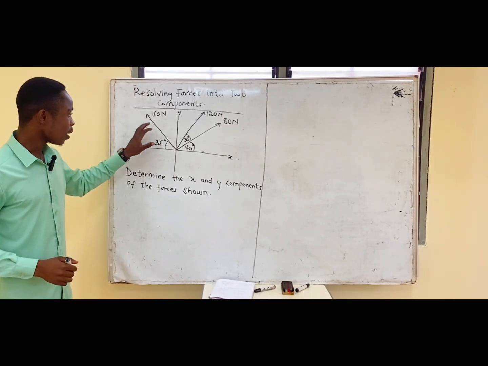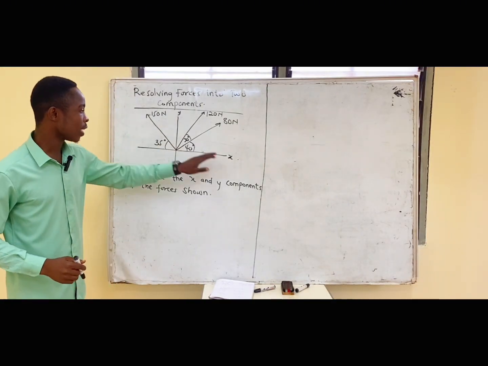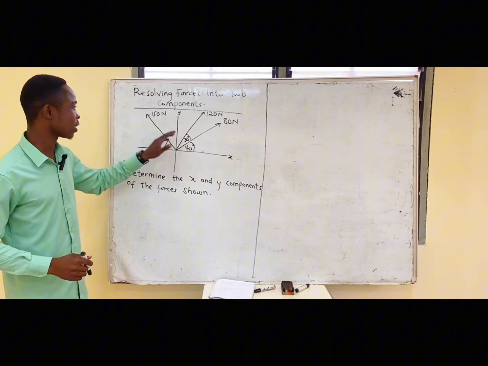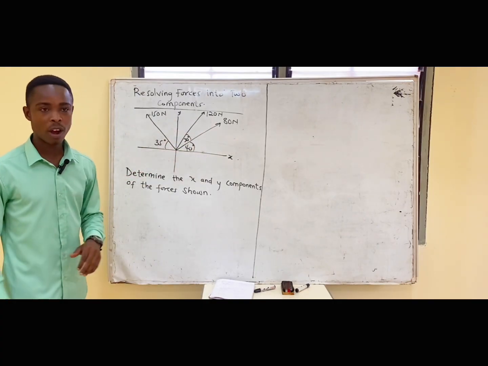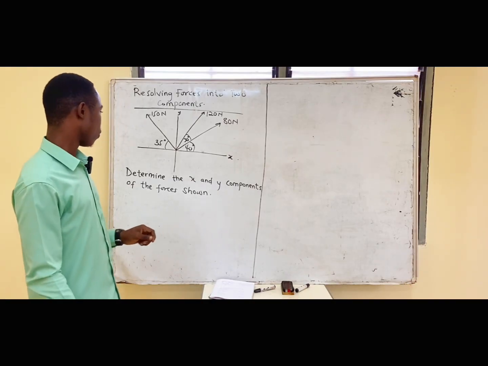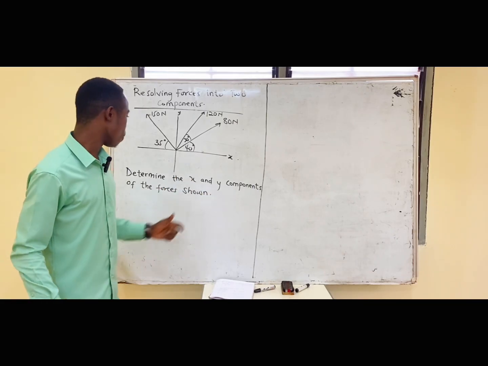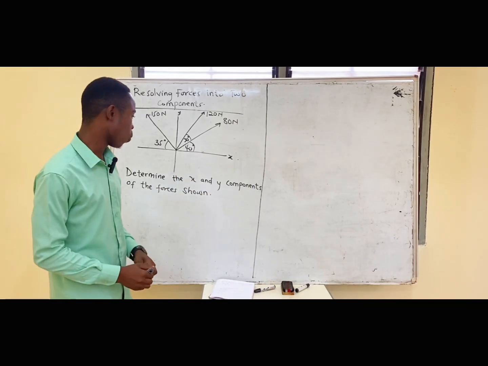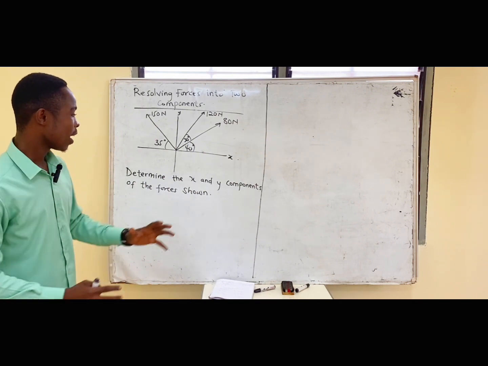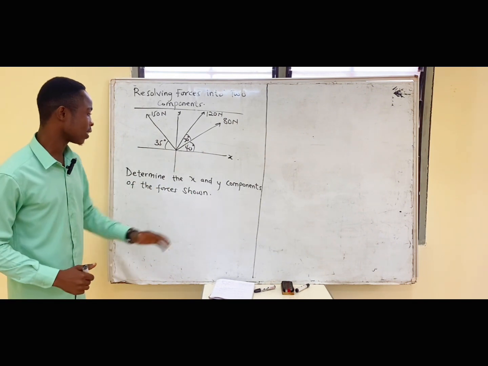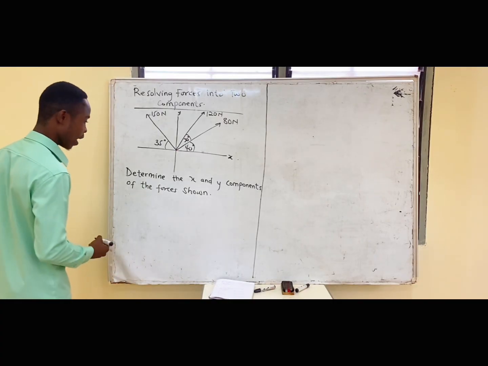So there's this diagram being given to us that we have our Y component, X component with the respective forces, 80 Newton force, 120 Newton force, and a 150 Newton force. So the question says, determine the X and Y components of the forces shown. So the question says we should determine the X component and the Y component of the various forces that are shown. So let's quickly analyze the problem to find our solution.